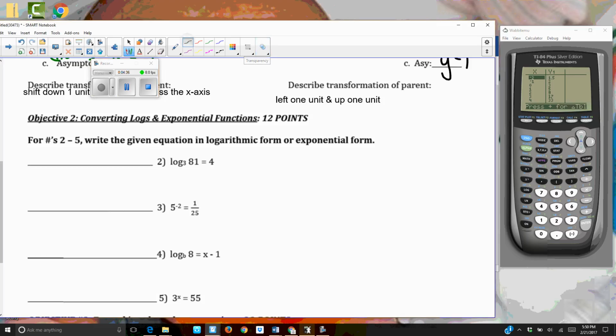All right, objective number 2, converting from logarithm to exponential function form. So log form looks like this. You need to memorize it. Exponential form looks like this. We're going to convert back and forth from these two forms.